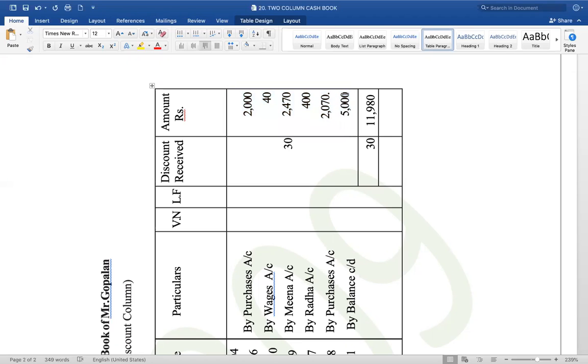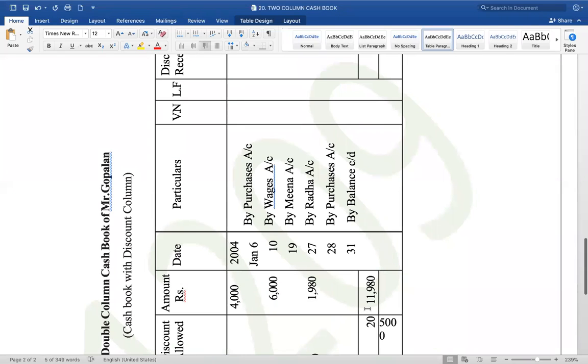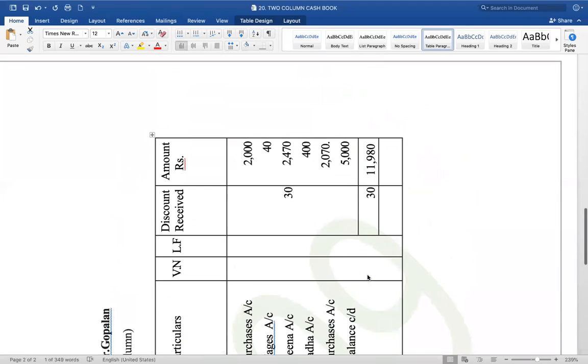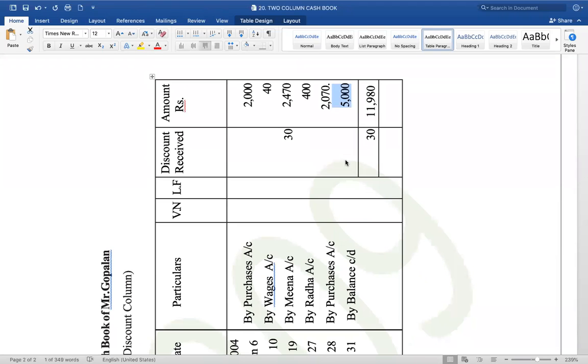Except this 5,000, all are payments. What is this 5,000? This is the difference. The total of credit is 6,980, whereas the total of debit is 11,980. The highest total is put on both sides. 11,980 minus 6,980 gives you a difference of 5,000. What is that? Balance carried down.